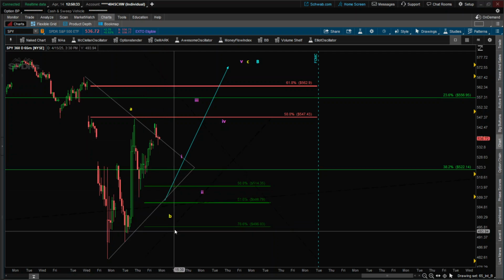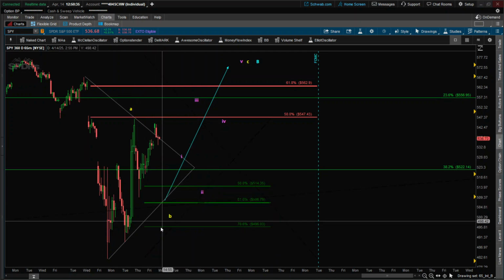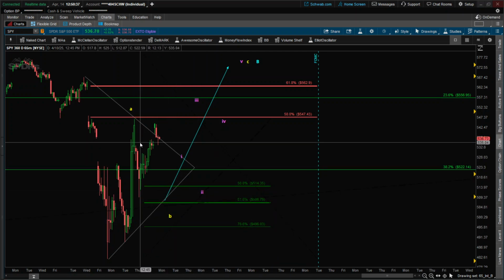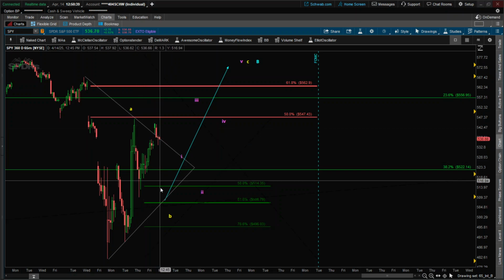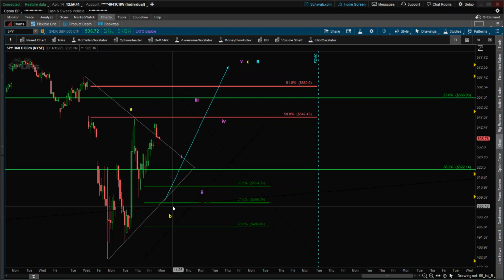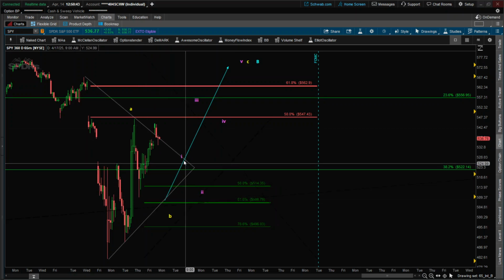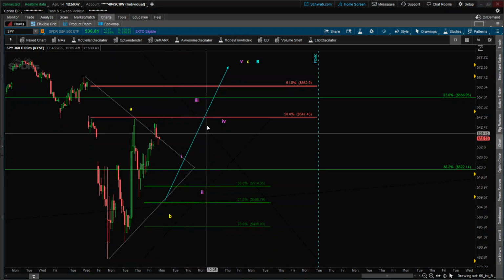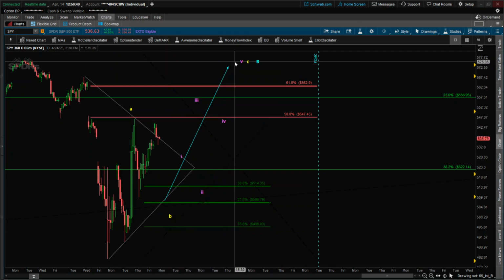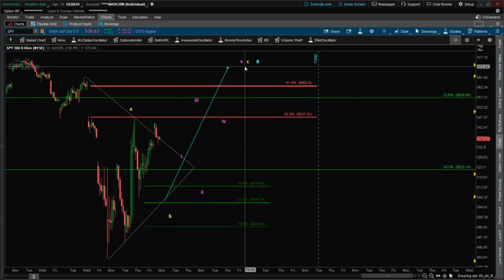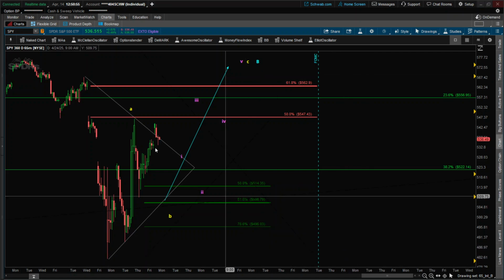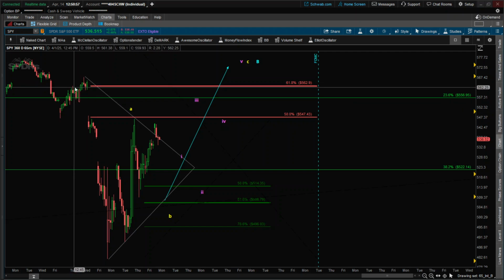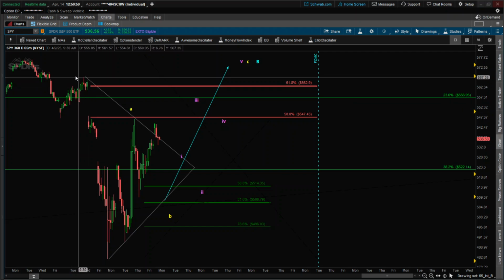B waves can be anything, so it can be a triangle. You can get all sorts of things in there. But so far, it looks like you'll just get some sort of zigzag maybe, and then an impulse wave to the upside, and that should break all the downtrend lines and such, and you get our deeper retracement before heading again to a C wave lower. Okay, so that's the game plan that we have.